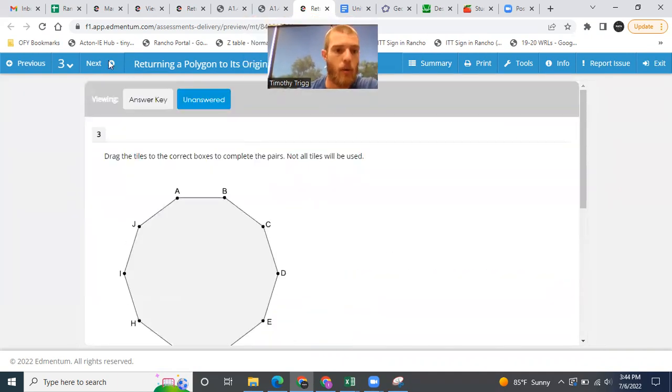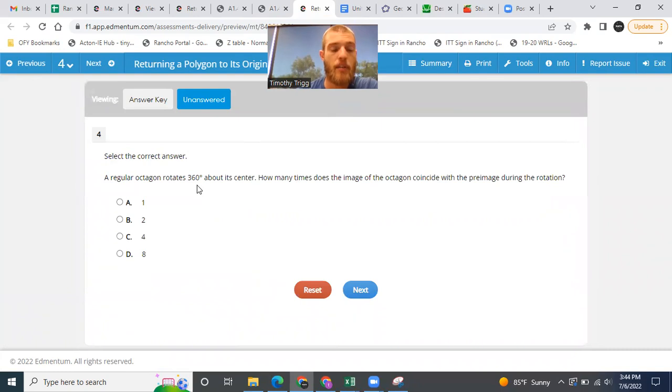Okay, next one. A regular octagon rotates 360 degrees about its center. How many times does the image of the octagon coincide with the preimage during the rotation? So we're going to take an octagon, that's 8 sides. How many rotations can it rotate onto itself? So if you're paying attention to the lesson, the tutorial, then this should be an easy one.